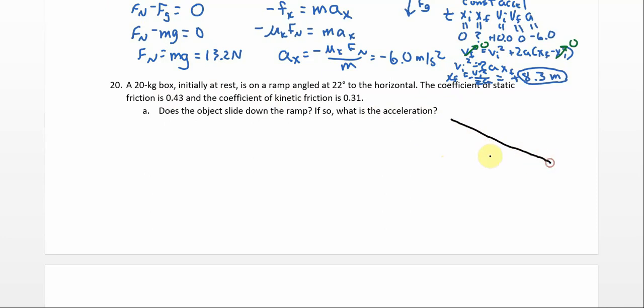So here we go. Here's our ramp. Here's our object. Free body diagram. We have gravity. We have normal force going this way. And we have friction going this way. We do not know if it's static or kinetic yet, right?